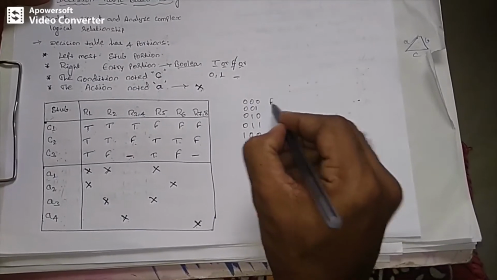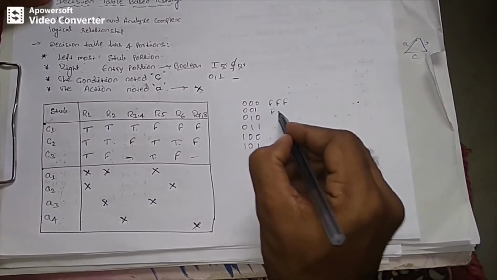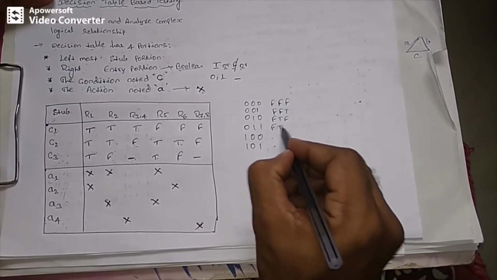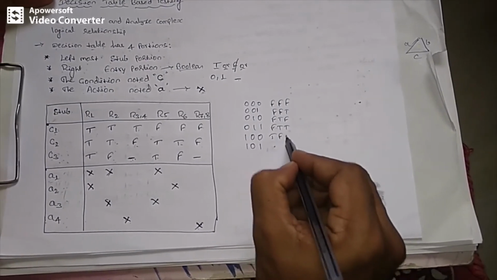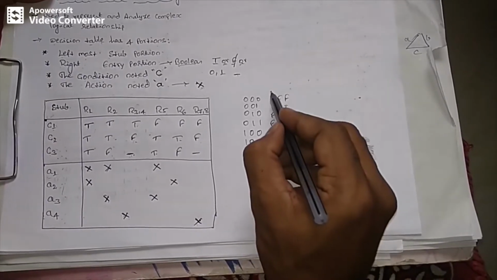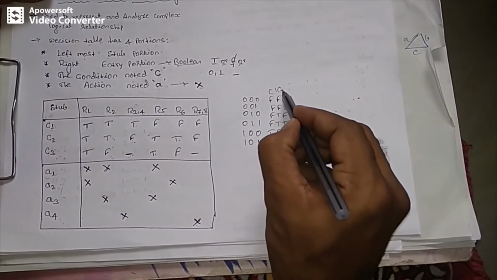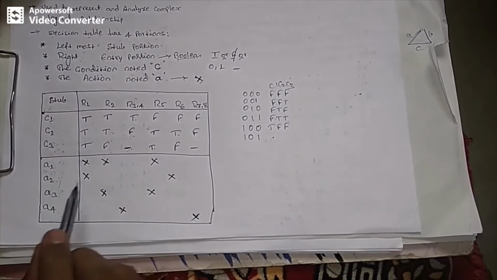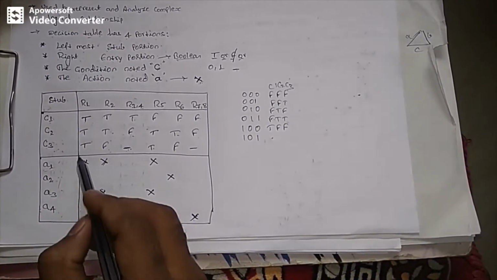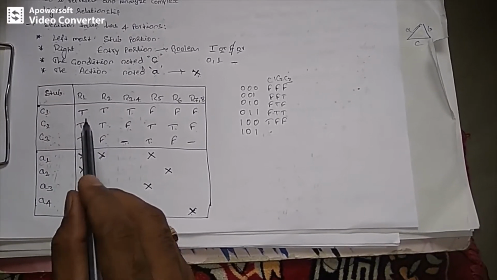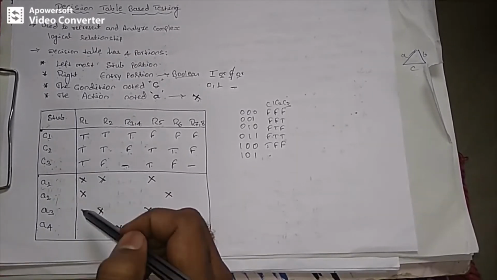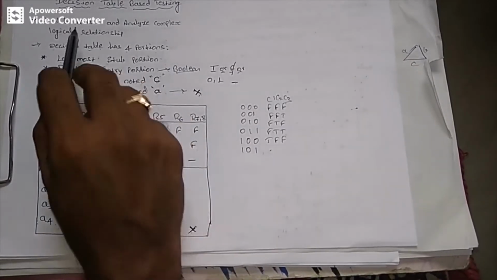Like for example, false, false, false, then false, false, true, then false, true, false, then false, true, true, then true, false, false. This is how we write the combination of C1, C2, C3 conditions. In that fashion you can also do the entry. And then the action portions, which output result we are going to get when we have these conditions, condition 1, condition 2 and condition 3, that we need to represent. This is how we enter the decision table.